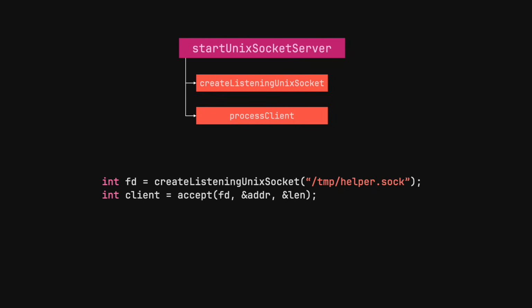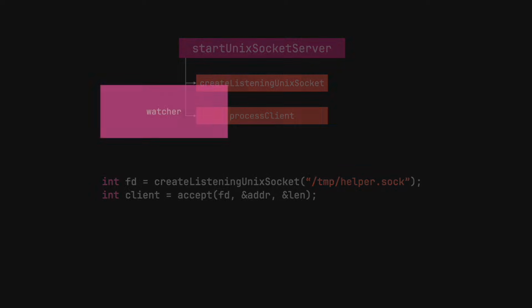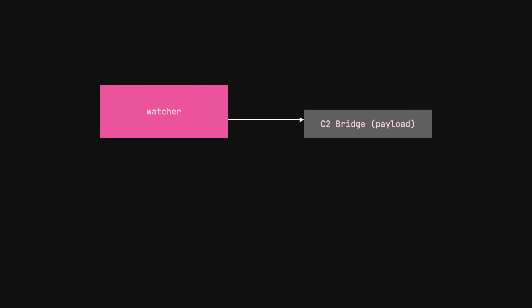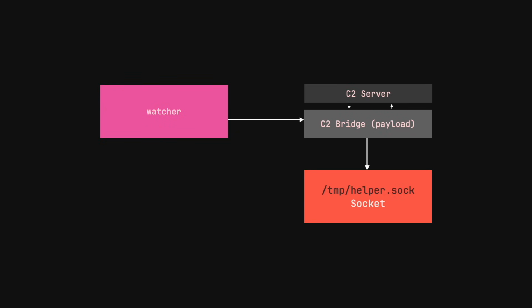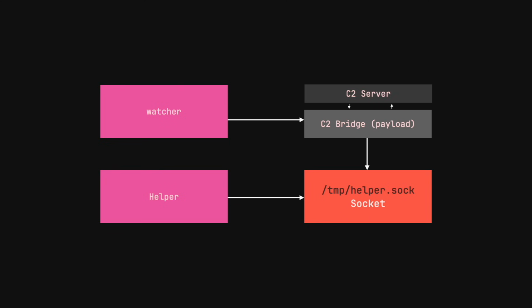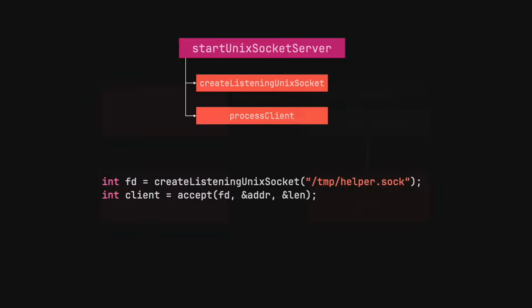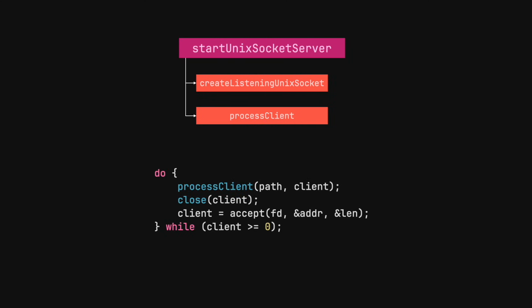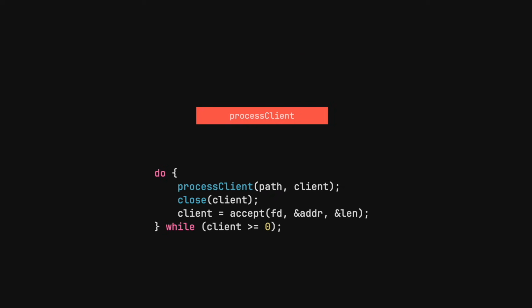So the question is, how could a remote machine communicate with that socket? My theory is that the watcher process will try to download a payload that bridges C2 commands to local socket messages, orchestrating the surveillance operation remotely. And finally, the helper will be able to consume messages from the C2 server. Once the socket is created, the accept function is called to catch the first connection request. Then it will loop until it catches a connection and calls the process client method.